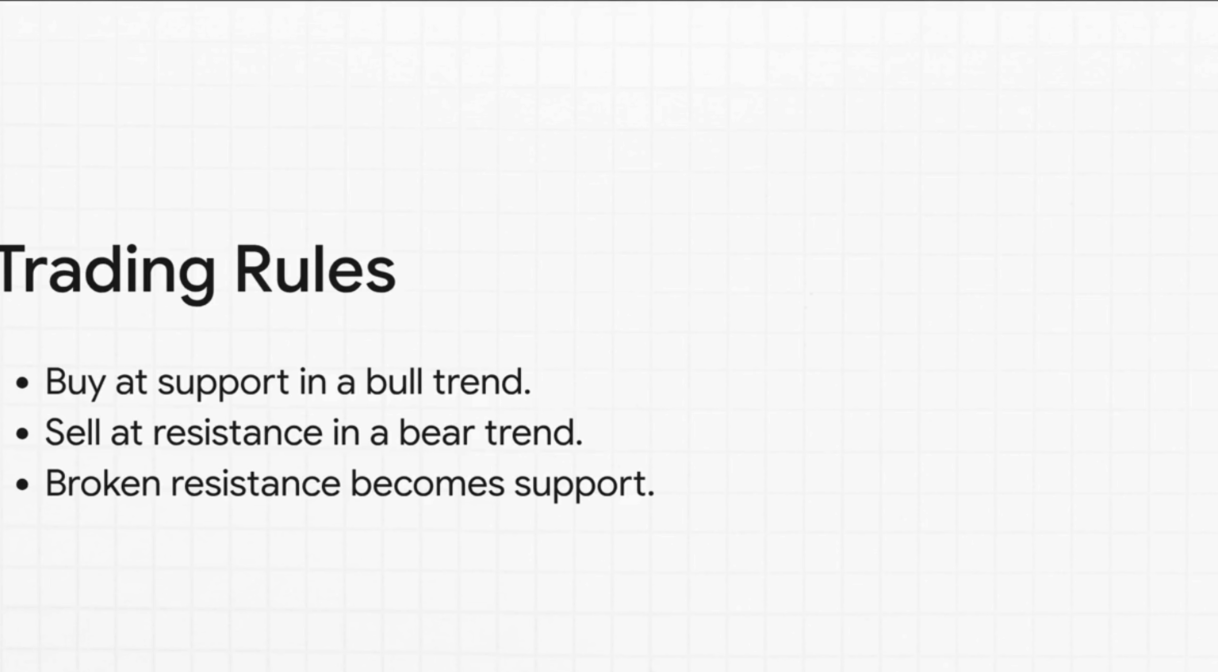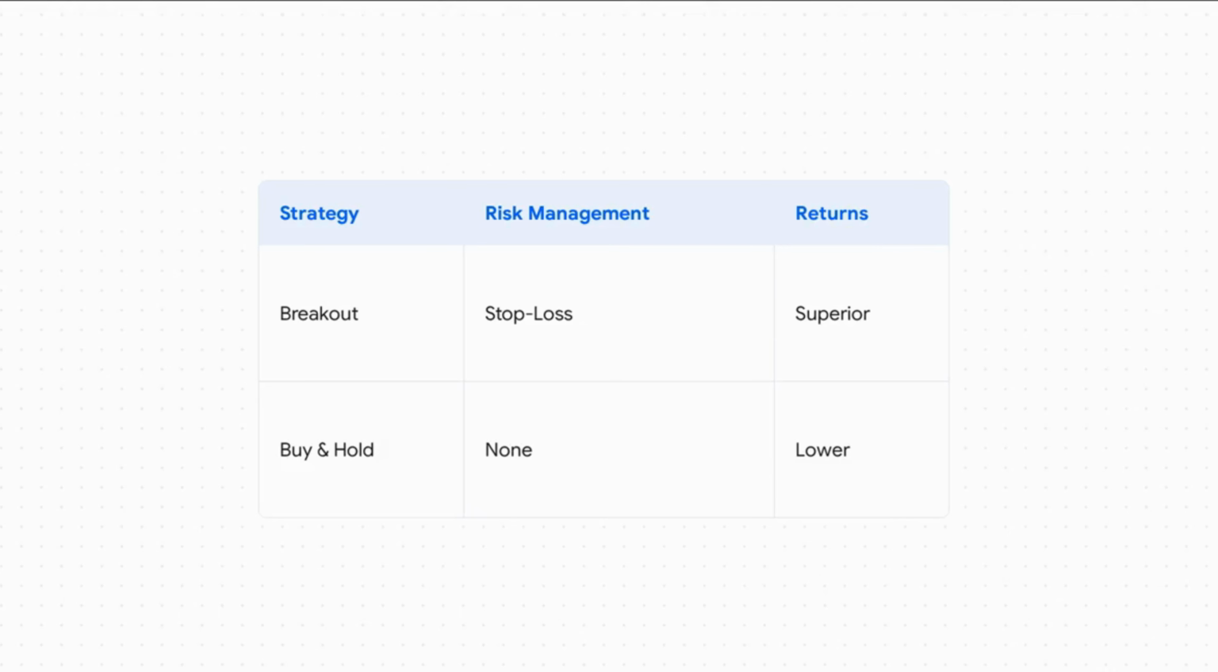And here is a golden rule to remember. When a ceiling is finally smashed through with heavy momentum, the whole market psychology shifts. That broken resistance level very often flips to become your brand new support floor. And hey, this isn't just abstract theory either. Academic research investigating the JSE and DAX markets actually backs this up.